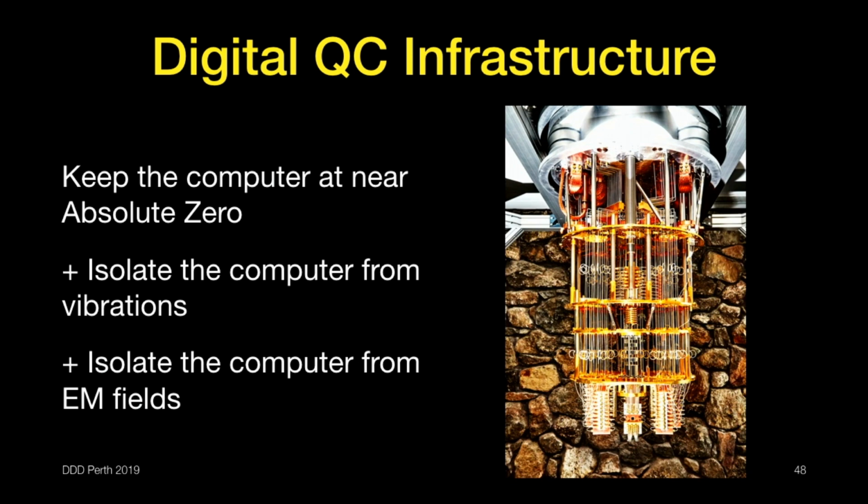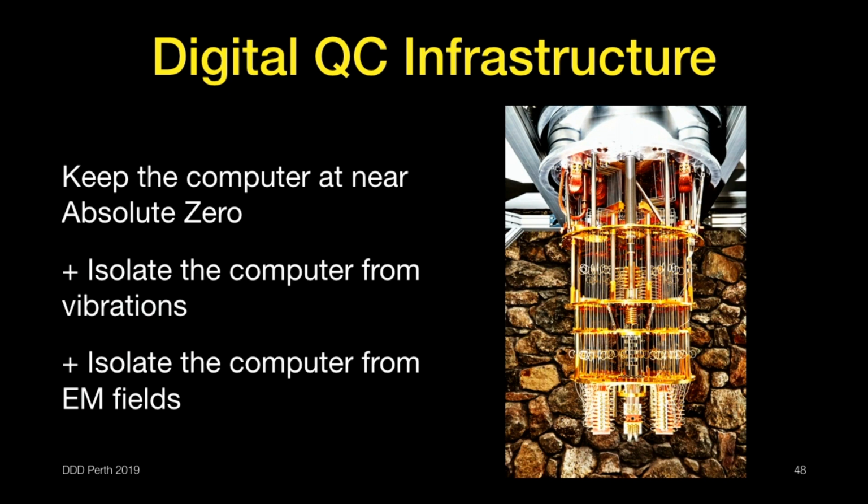But of course, that's just the chip. We have to put it inside some infrastructure. As I mentioned, you need to keep this near absolute zero. So we need to have a cryostat with many layers so you can cool it down to get down to this absolute zero temperature, or close to it. We need to also isolate it from any vibrations. We need to also isolate it from any electromagnetic fields.